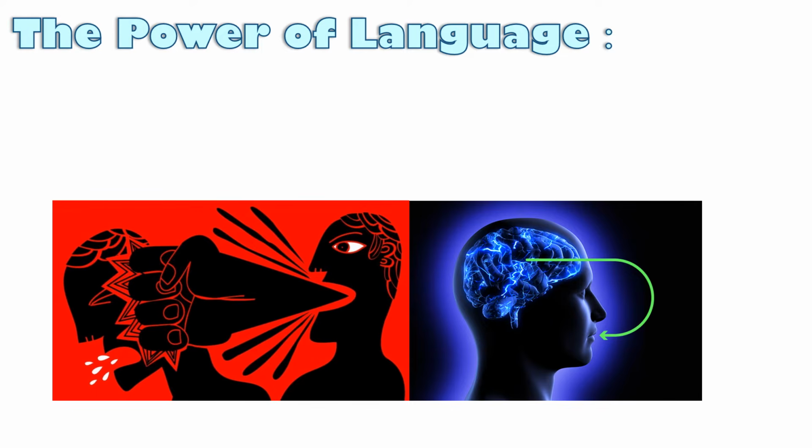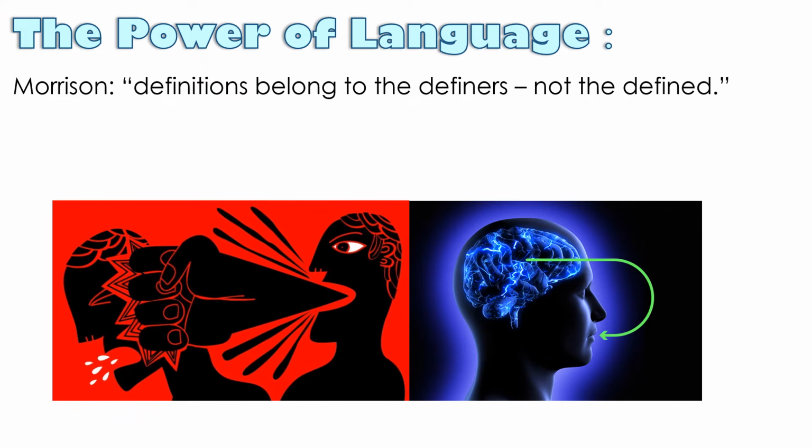So for our next theme, we're going to look at the power of language. A good way to focus this is with two quotes from other writers. The first one being from Toni Morrison, saying that definitions belong to the definers, not the defined. So the power to give something a name is a big divider in society.